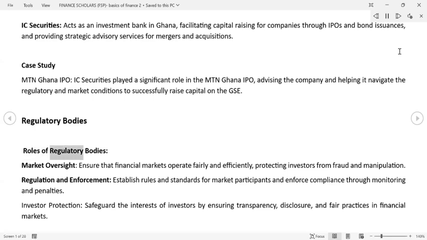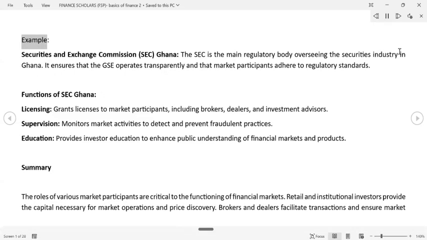Regulatory bodies. Roles of regulatory bodies. Market oversight: ensure that financial markets operate fairly and efficiently, protecting investors from fraud and manipulation. Regulation and enforcement: establish rules and standards for market participants and enforce compliance through monitoring and penalties. Investor protection: safeguard the interests of investors by ensuring transparency, disclosure, and fair practices in financial markets.